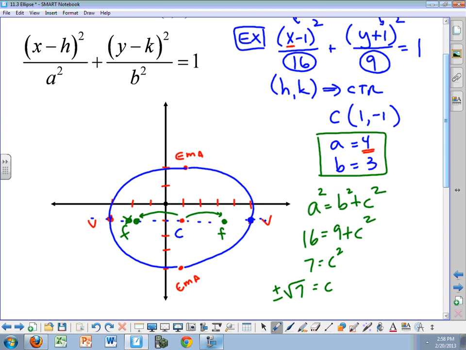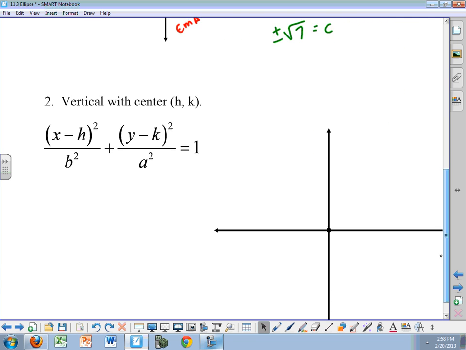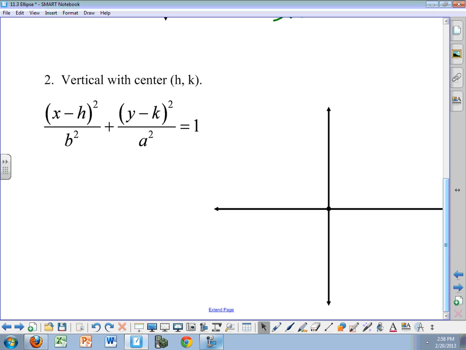All right. Finishing out this video, I want to do one more here, and so let's take a look at the vertical ellipse with the center at (h, k). And notice the only thing that has changed between the two is that the a squared has moved over to be underneath the y. So in other words, we have a greater pull in the vertical direction than we do in the horizontal direction.